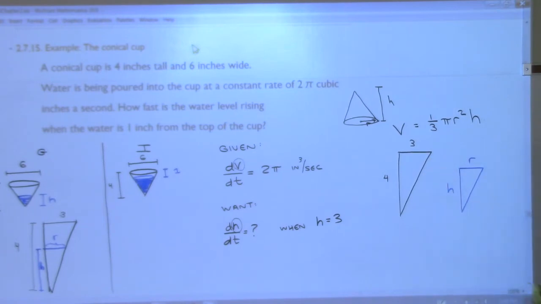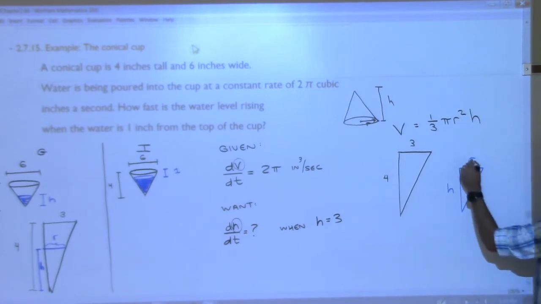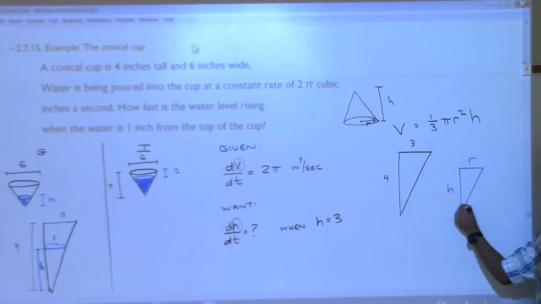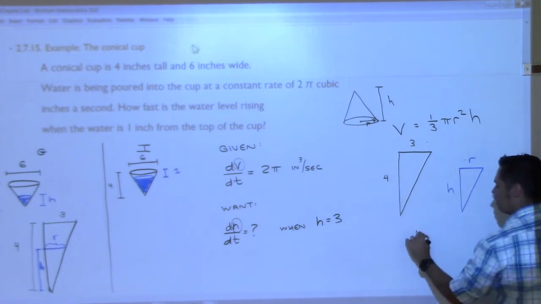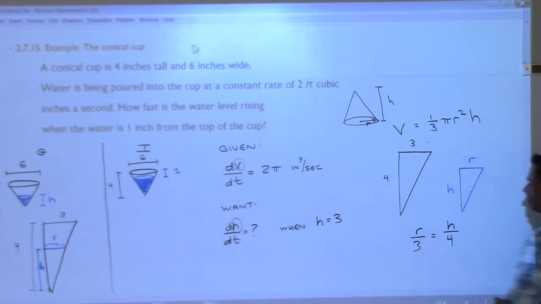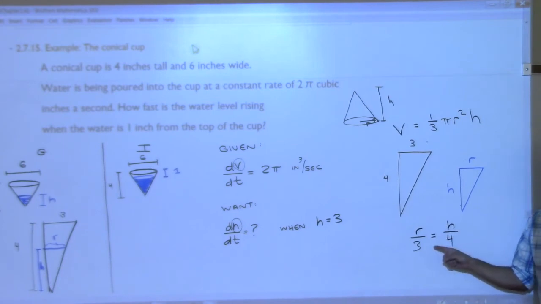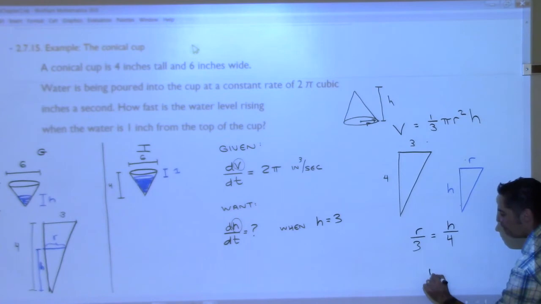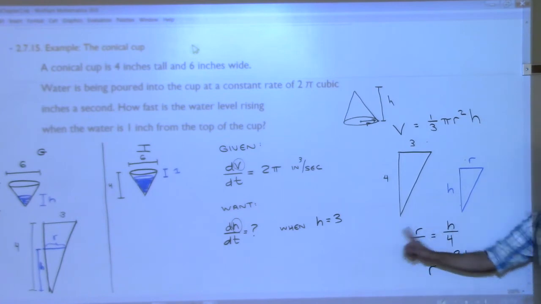If I set up the ratio, I could do it this way. I could do r over 3 equals h over 4. Why am I doing this? I'm going to be able to solve this for R in terms of H, right? R will be equal to 3/4 H, multiplying both sides by 3.